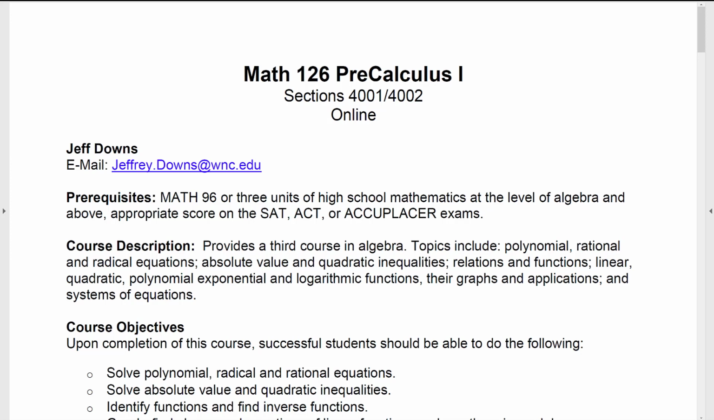Topics include polynomial, rational, and radical equations, absolute value and quadratic inequalities, relations and functions, linear, quadratic, polynomial, exponential, and logarithmic functions. That's actually a pretty fun section, especially because we get to use decimals for coming up with the equations. Anyway, there are graphs and applications and systems of equations.